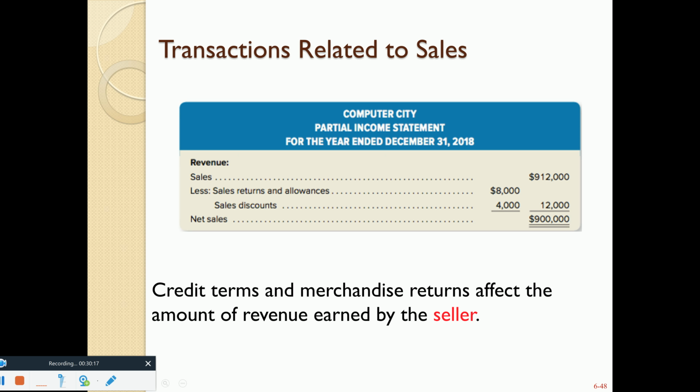Now, sales. Just like we can return inventory to our vendor, we can also have our customers, after they buy inventory from us, return it to us. So as you see, we have this sales revenue account. We also have contra sales accounts. There are two types of contra sales accounts: sales returns and allowances. This is when your customer returns inventory to you after the fact.